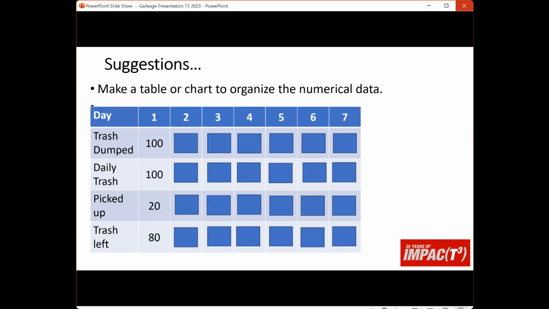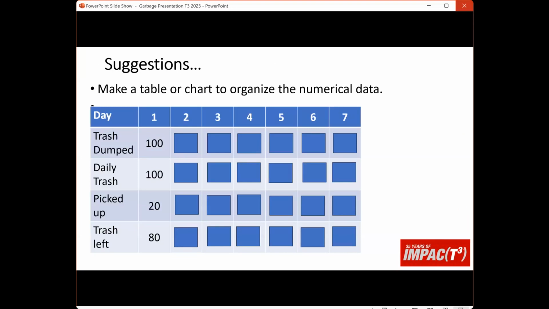Well, for the most part, if students didn't have a clue, I would suggest that they try to make a table or a chart to organize the numerical data that they've given. And so we know that on day 1, the trash dump was 100 pounds. So the daily trash to pick up that day had to be 100 pounds. They picked up 20, they left 80. All right.